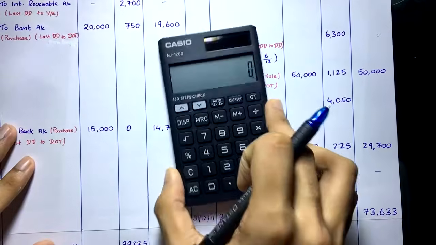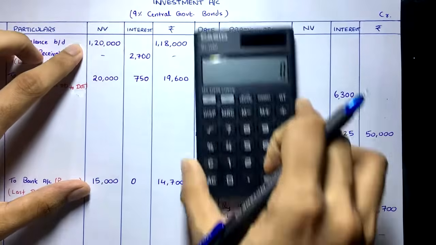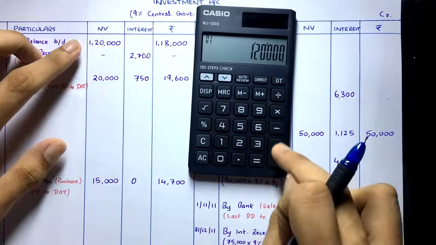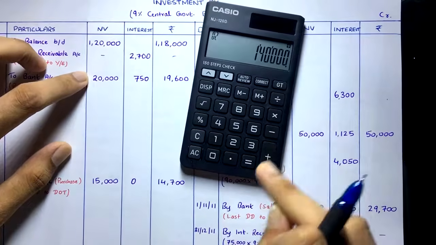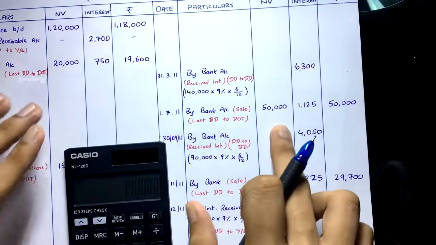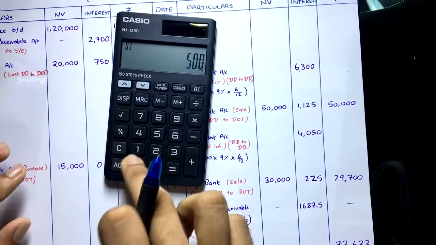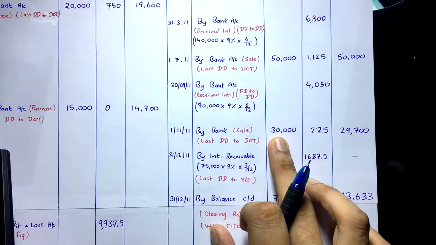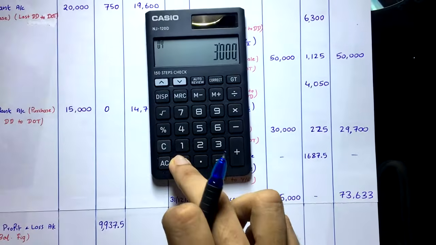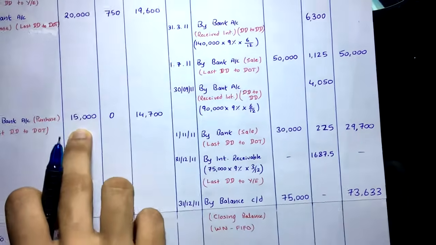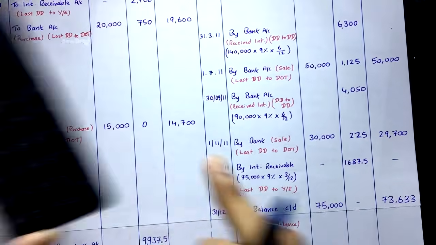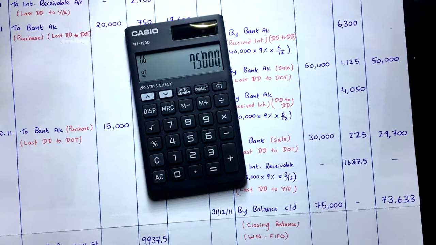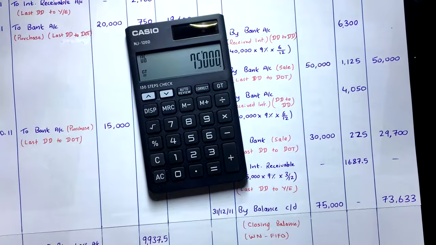So see here, first you had 1,20,000 face value of bonds. Then you purchased 20,000, and then you sold 50,000. See here, minus 50,000 worth of bonds. Then again you sold here 30,000 worth of bonds, minus 30,000, and then you purchase also here 15,000, isn't it? Again, so plus 15,000, that's equal to 75,000. So now you have 75,000 with you at the end of the year.